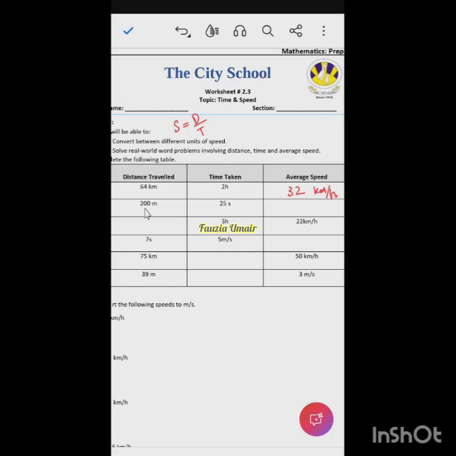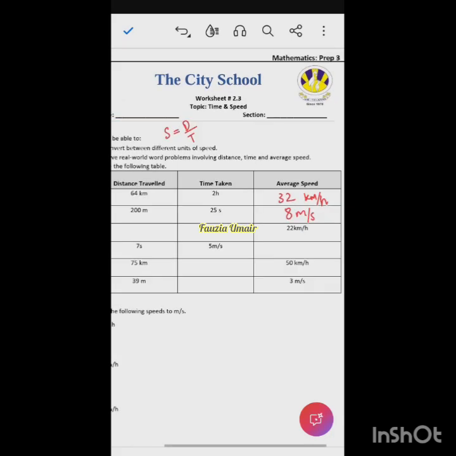Okay? So next is 200 and 25. So what would be the speed? 200 divided by 25, 8 meter per second. Are you getting this, or is there any question? Is it clear? Clear or not?